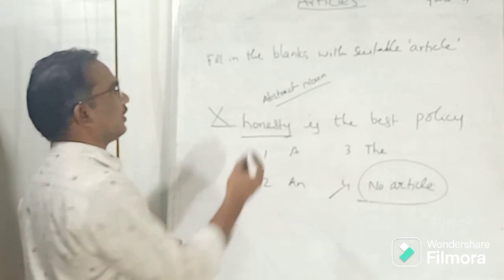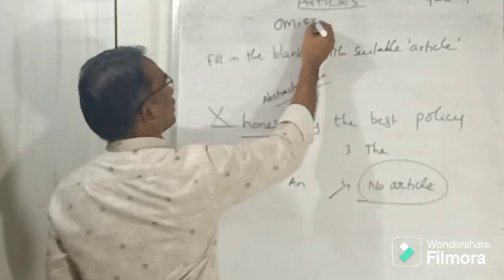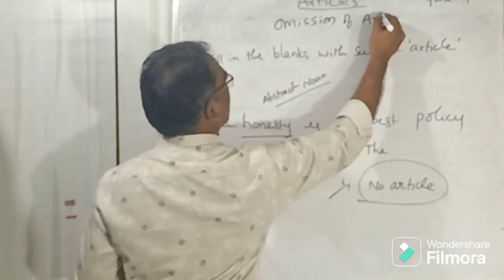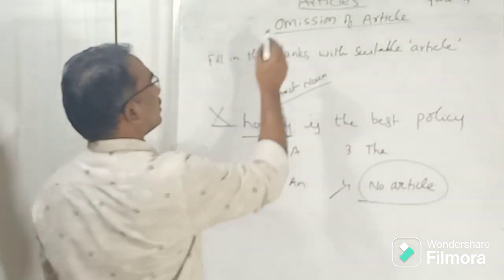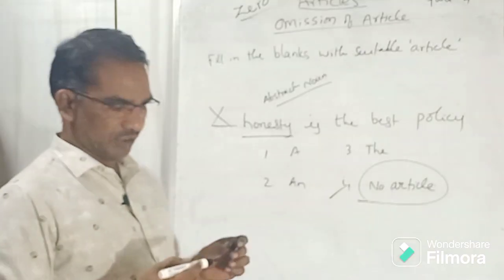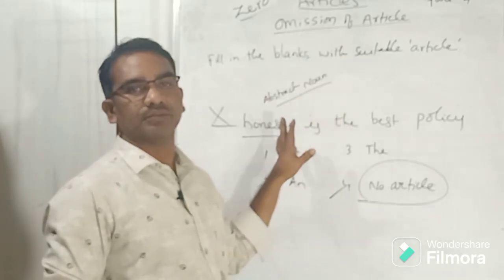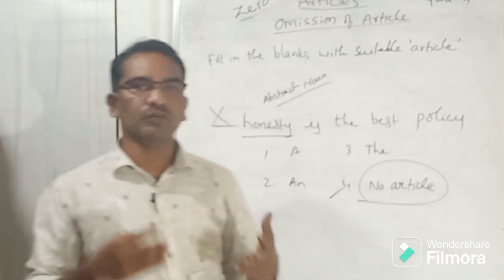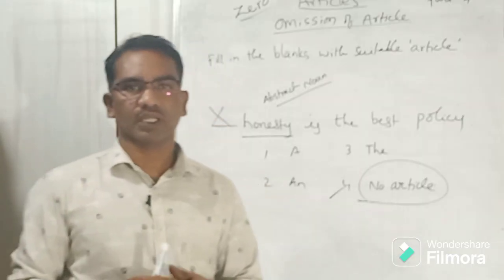Now we are going to look at omission of article. Sometimes we call it zero article. That means no article. Right? These are the other names. Listen to me carefully. I'm going to tell you a few areas where you have to focus and remember. Let's start.